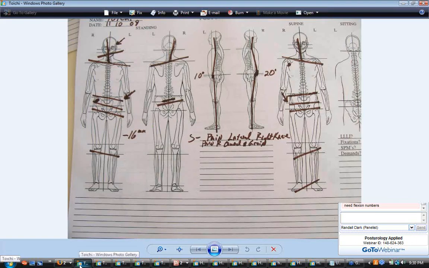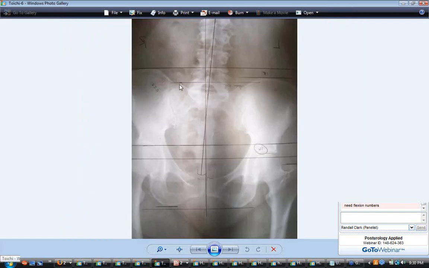Right. Also, looking at the x-ray and then the flexion numbers, the 10 and 20 degrees, that makes a big difference, and will to a great degree account for this 5 millimeter difference we see at the top of the sacrum. So our body's really flexing to try and make up that difference. Okay, thank you. Any other questions?